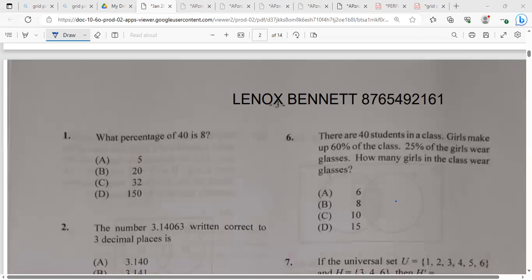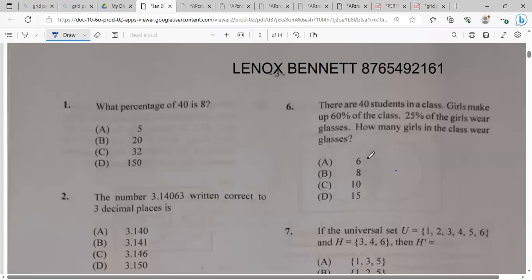Alright, so it says what percentage of 40 is 8? So it is 8 over 40 times 100%. So this is 1 over 5, which works out to 20%. What is 3.1406 corrected to 3 decimal places? So we add 1 because of the 5 and greater. These are repeats, so I kind of run through them, all right?